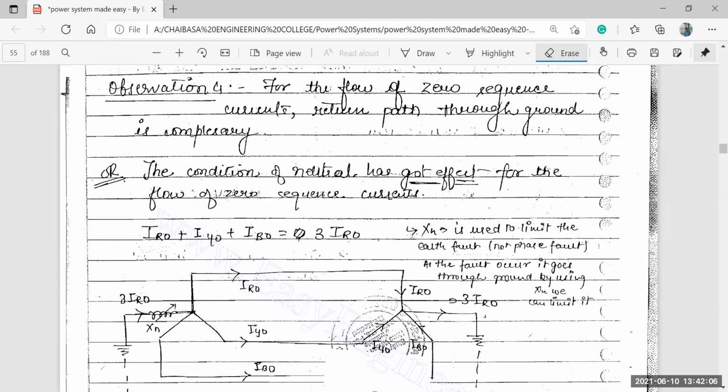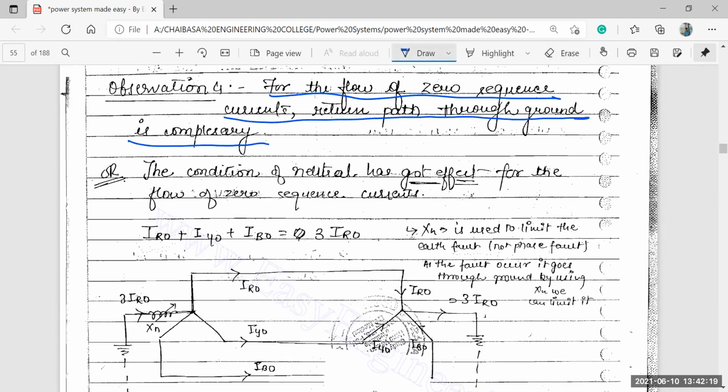Now the next observation: for the flow of zero sequence current, the return path through the ground is compulsory. It is not compulsory for negative and positive sequence, but for zero sequence it is compulsory. So you could also say that whenever a ground fault is there, the presence of zero sequence current will obviously be there.